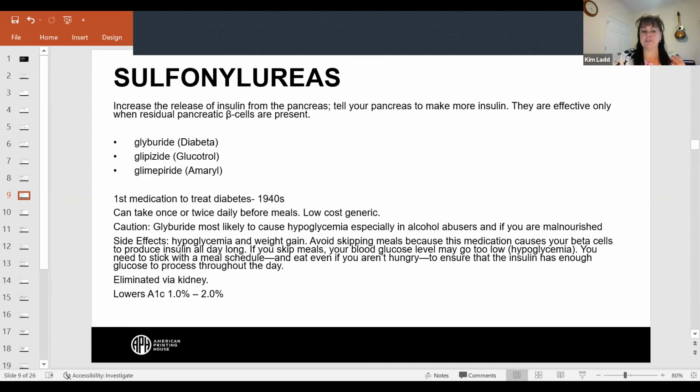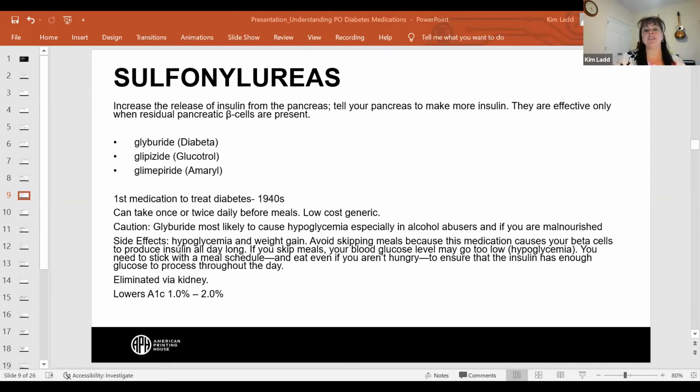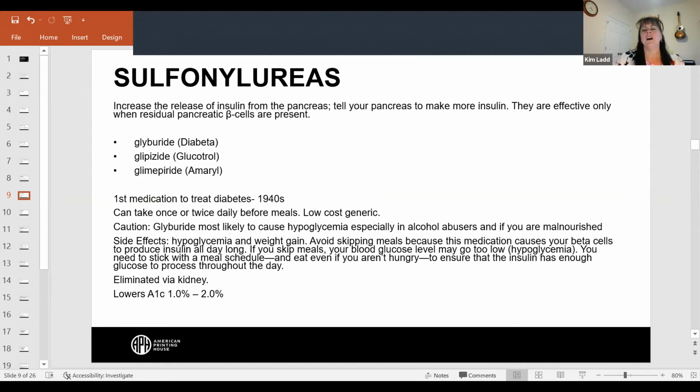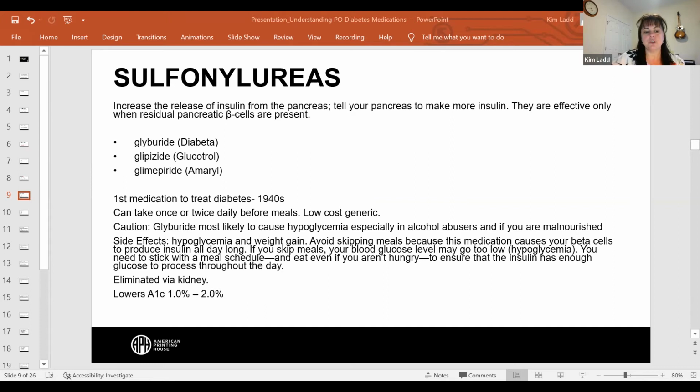These are actually the first medications developed to treat diabetes, besides insulin. These were the first pills. They came out in the 1940s. So there have been tons of research done on these medications for their safety and efficacy. These pills are known as glyburide, which is also known as Diabeta, glipizide, which is also known as Glucotrol, or glimepiride, which is also known as Amaryl.